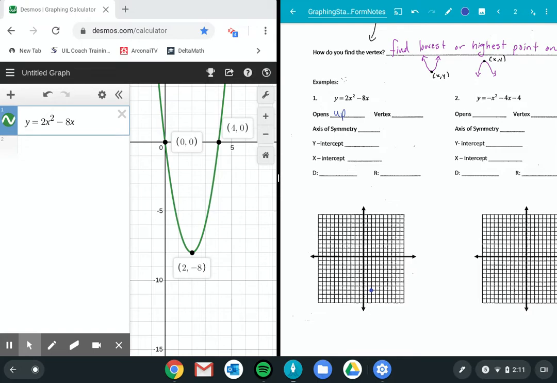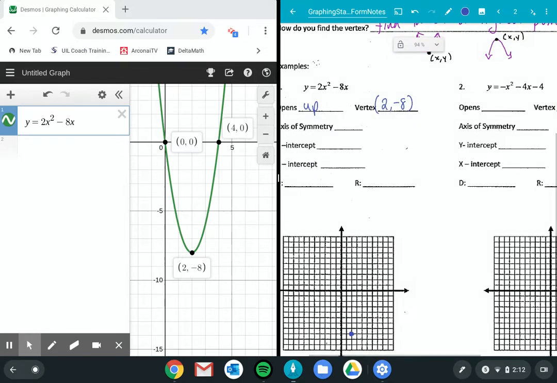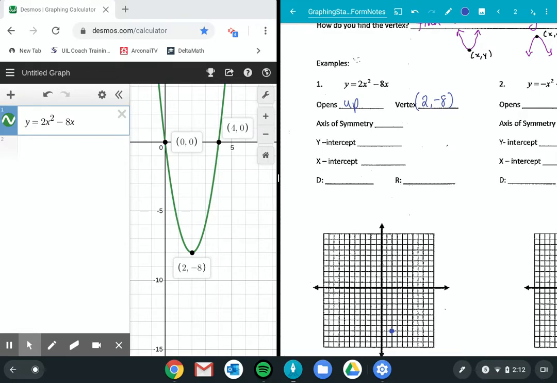What I also see, and I'm going to fill that out, and really, we're going to stop right here. If I know the vertex, what else do I know? Like I talked about up here, I also know the axis of symmetry. And how do I know it? It's because it's the same as the x value of our vertex. So what was the x value of my vertex? 2. And my axis of symmetry is always x equals that number.